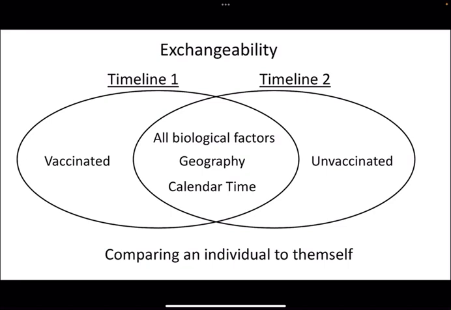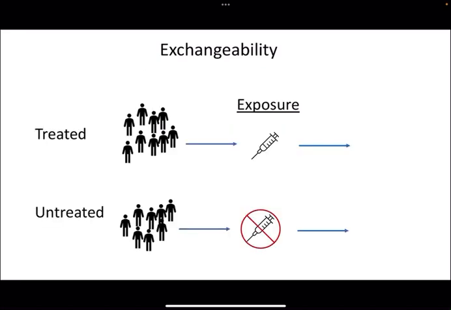So exchangeability is a group level phenomenon that's going to come up later, but it's basically the idea that the two groups or the two timelines are so identical that they can be considered exchangeable, where they just are the same in every way except the treatment status.